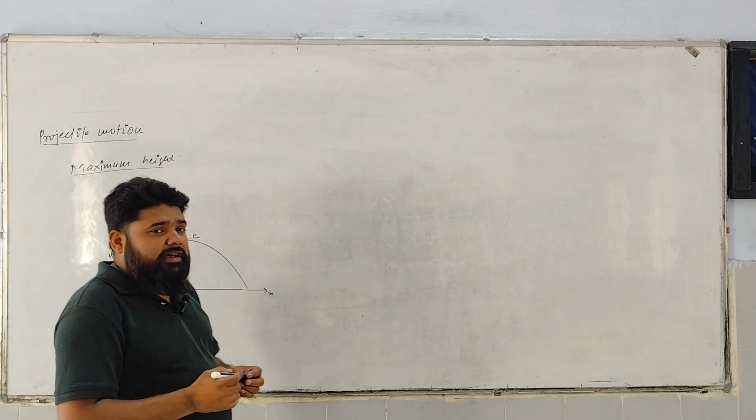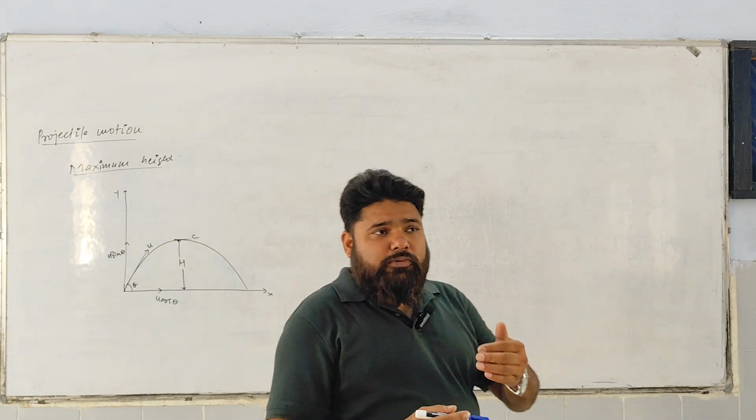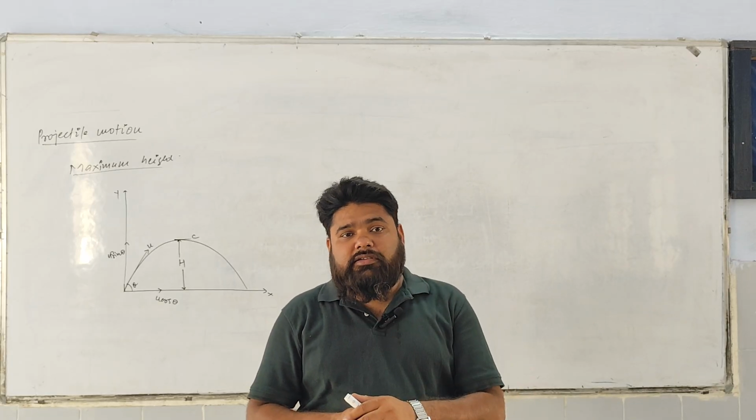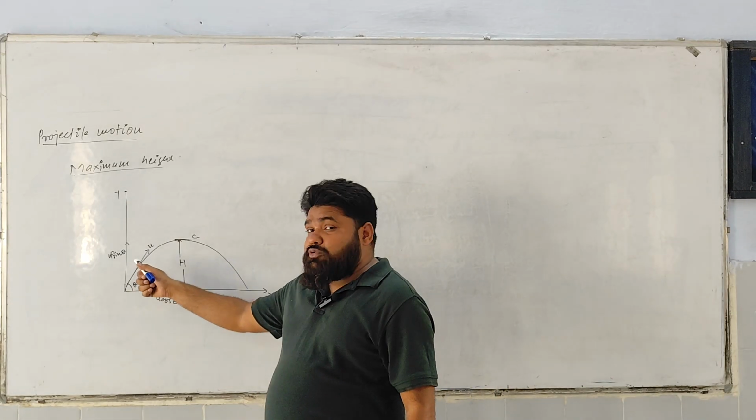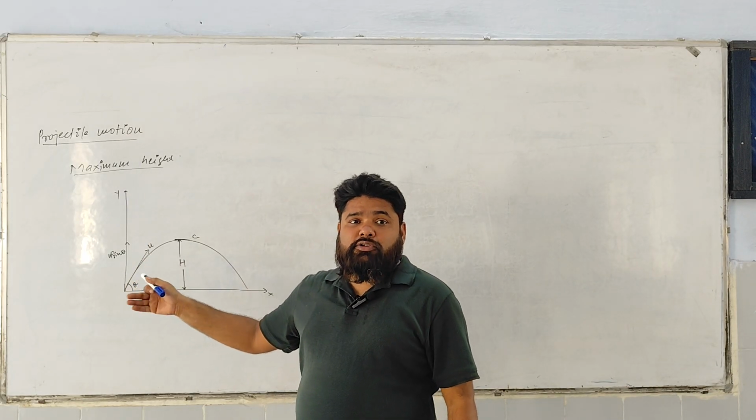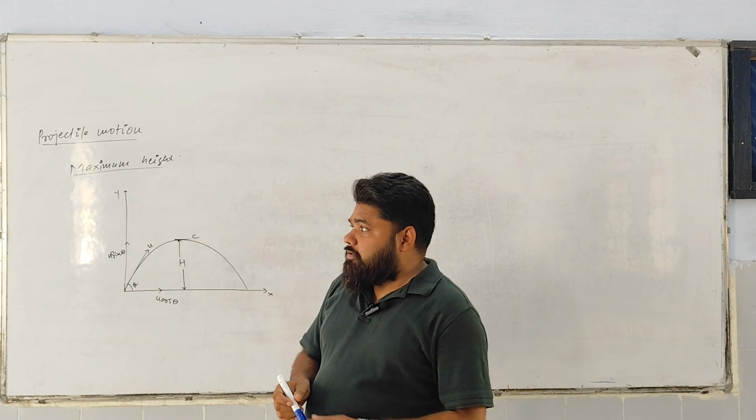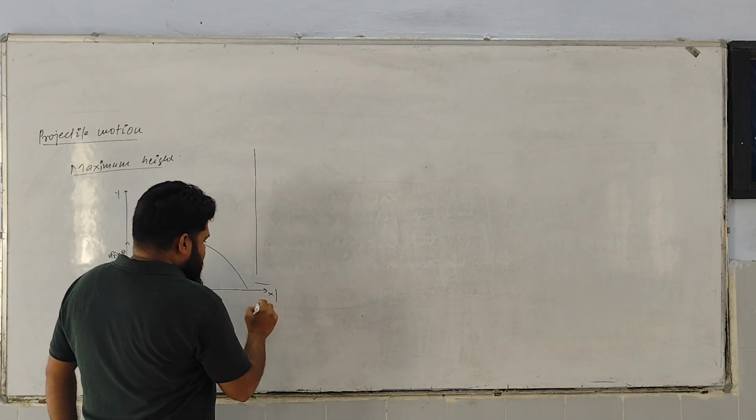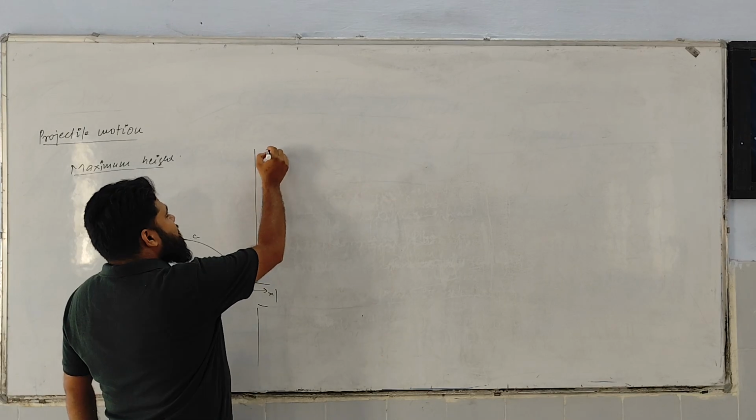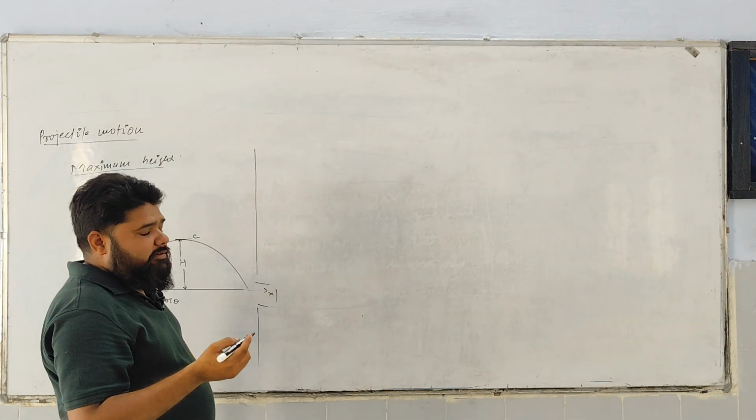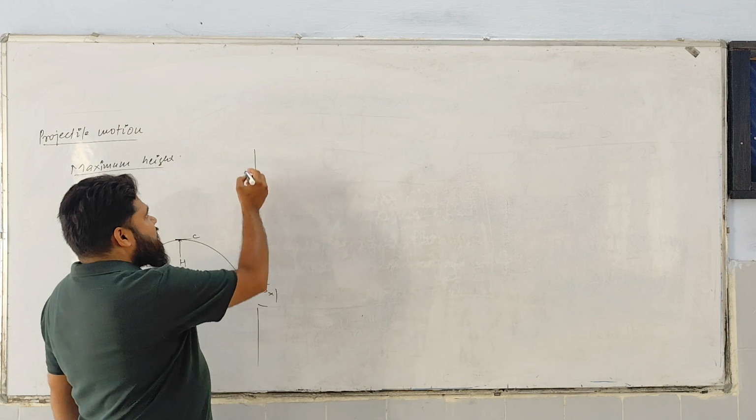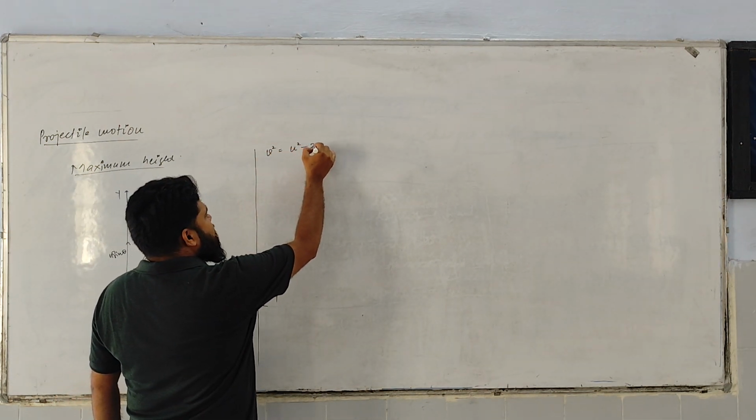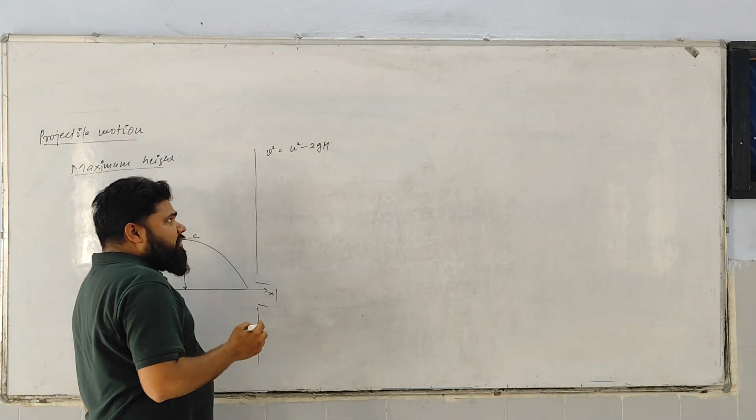To find the height, first of all we have to remember which component of velocity is responsible for the motion along the vertical direction, and that is the component u sin theta, which makes the body move in the vertically upward direction. So let's find the height from the third equation of motion: v square is equal to u square minus 2gh. Here h is the maximum height.